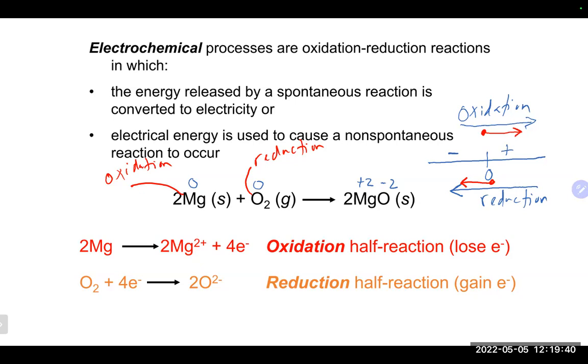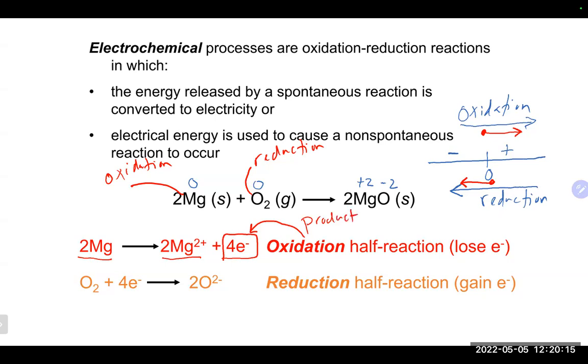We could take this overall reaction and write what is referred to as 2 half reactions, which is basically one half is the oxidation reaction that's happening, and the other half is the reduction reaction. Because magnesium is going through oxidation, we would start with the magnesium. It will form its +2 charge and will give off 4 electrons overall. And we know that this is the oxidation half reaction because the electrons are found on the product side.